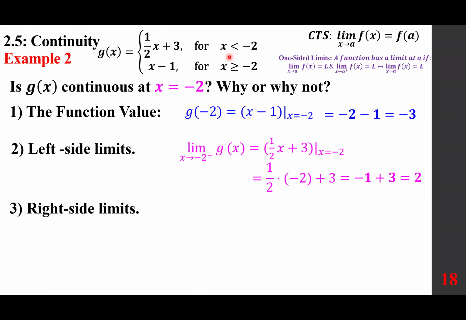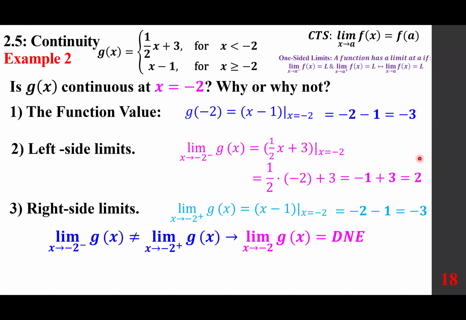For the right side limit, you need the greater than, so you need x minus 1. The limit of g of x as x approaches -2 from the right equals the second piece x minus 1 such that x equals -2. You plug in, you get -3. Clearly, the limit from the left and right are different. Therefore, the limit does not exist. If the limit does not exist, the function is not continuous at x equals -2.